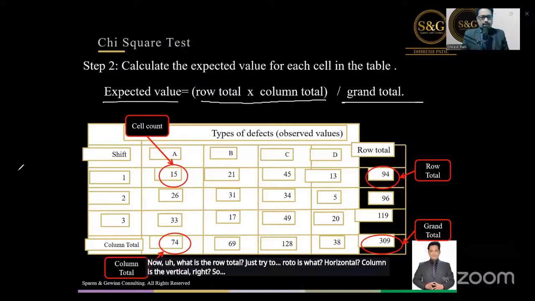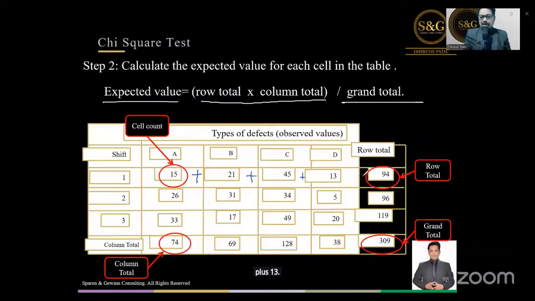So let me just make it a little blue. Here, what is the row total? 15 plus 21 plus 45 plus 13 is equal to 94. That is called a row total. And what is the column total? 15 plus 26 plus 33 is equal to 74. That is a column total.